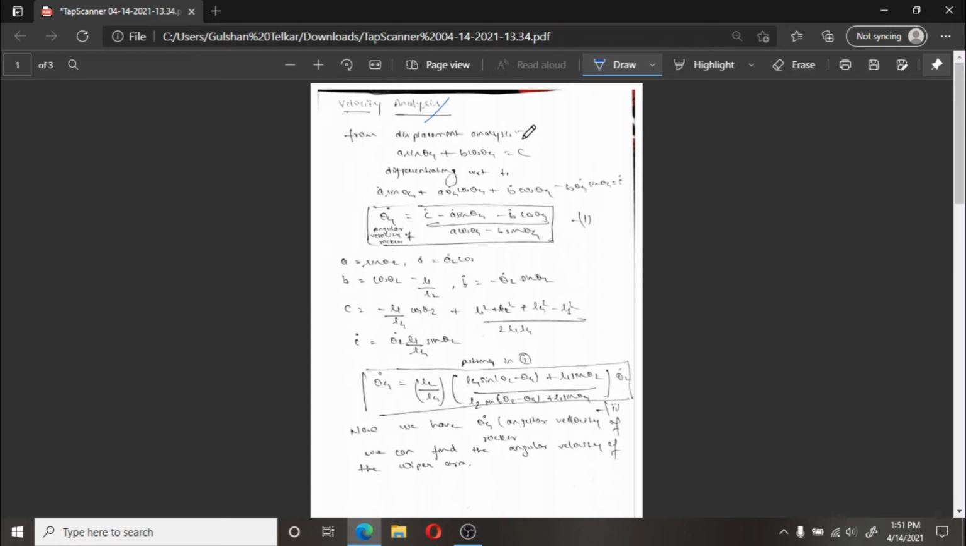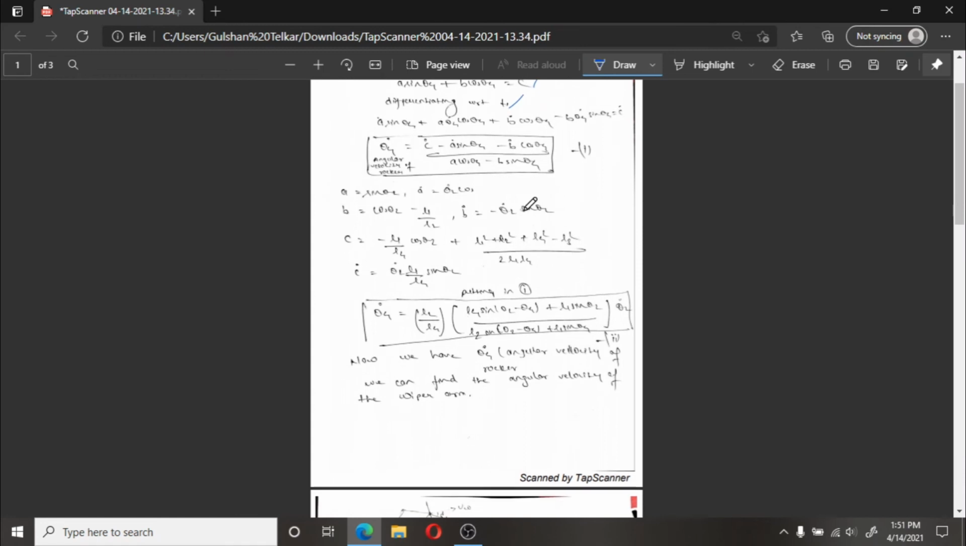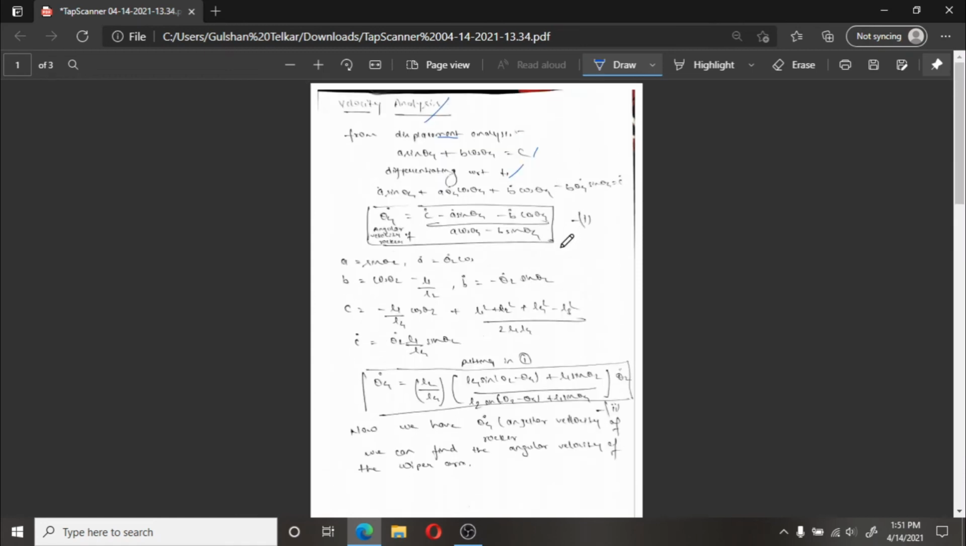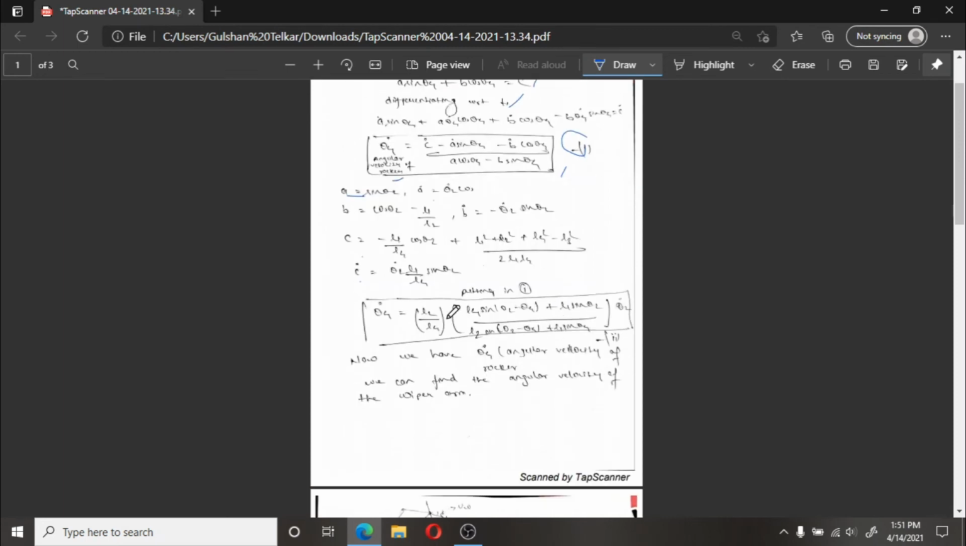So as we discussed in the displacement analysis, we get this equation: a sin theta 4 plus b cos theta 4 equals 0. For getting the velocity component, we have to differentiate with respect to time. Then we will get the equation written in the box, which is equation first, which is nothing but the angular velocity of rocker. After putting these values a dot, b dot, and c dot, we get our expression or relationship between angular velocity of rocker and the angular velocity of the crank.